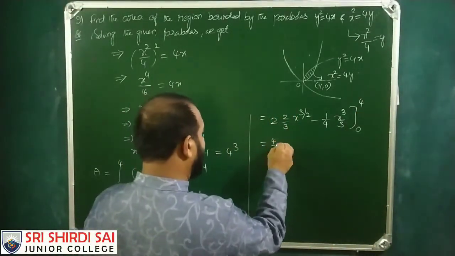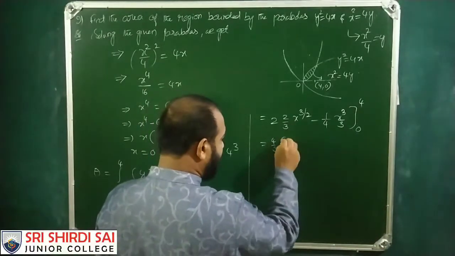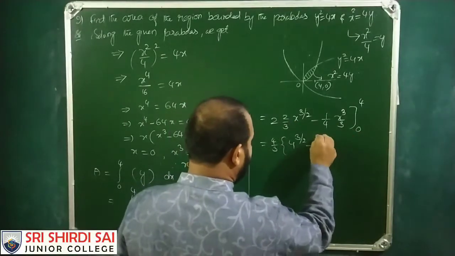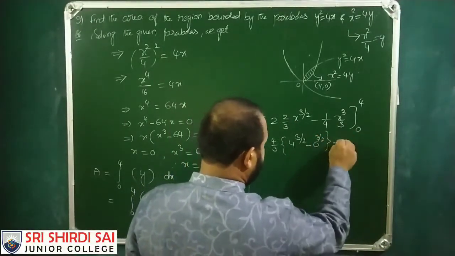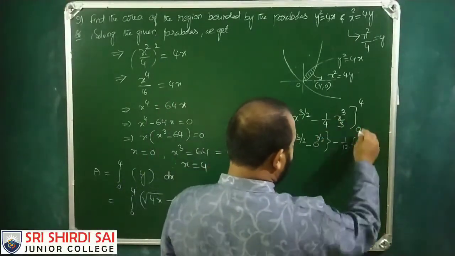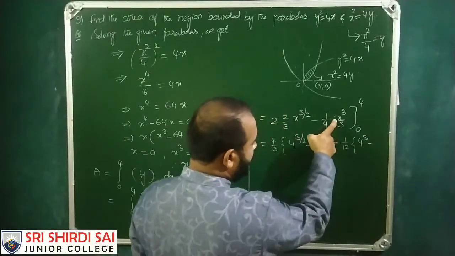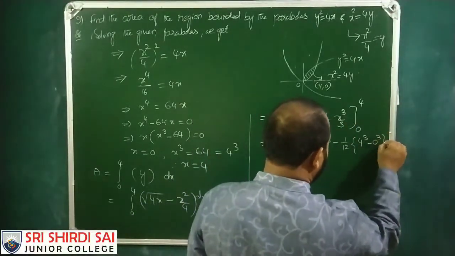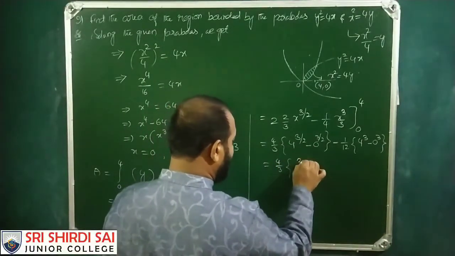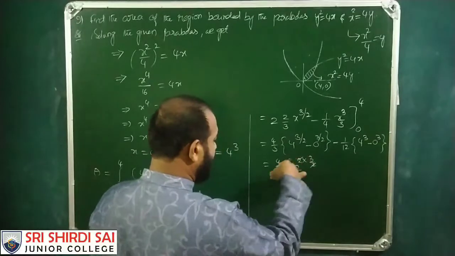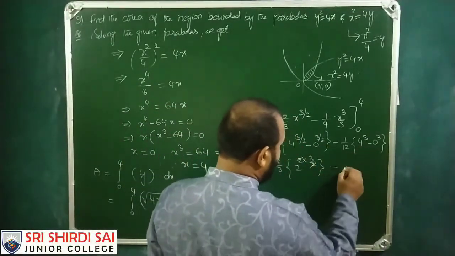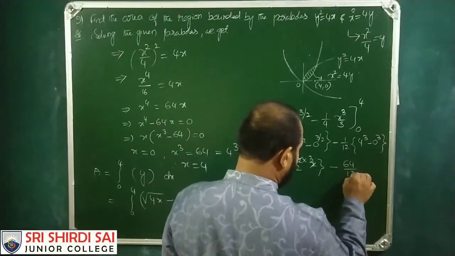So 2 2s are 4, 4 by 3. In the place of x upper limit 4 power 3 by 2 minus in the place of x lower limit 0 power 3 by 2, minus 4 3s are 12. In the place of x upper limit 4 cube minus in the place of x lower limit 0 cube. This equals 4 by 3, 4 is 2 square whole power 3 by 2. 2 gets cancelled. 0 power 3 by 2 is 0, minus 4 cube is 64 by 12.